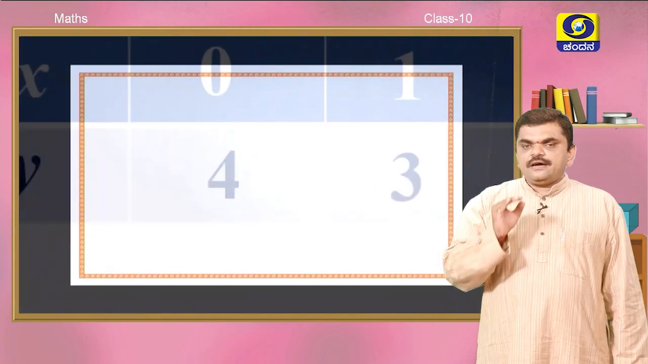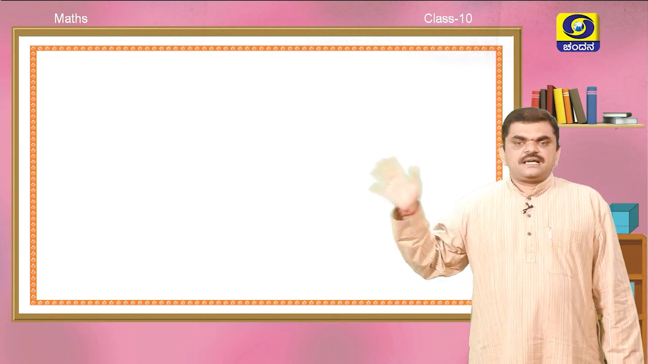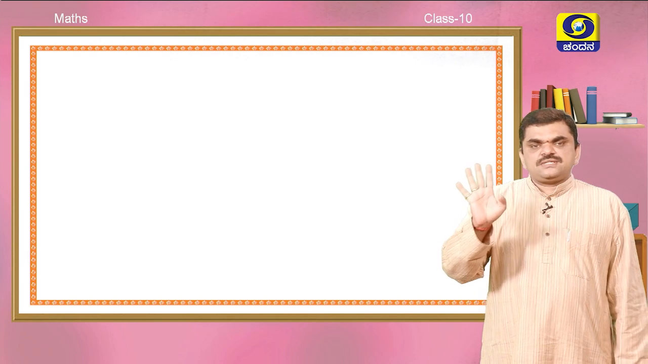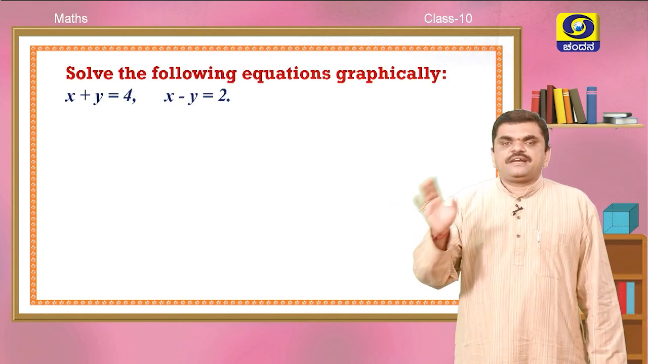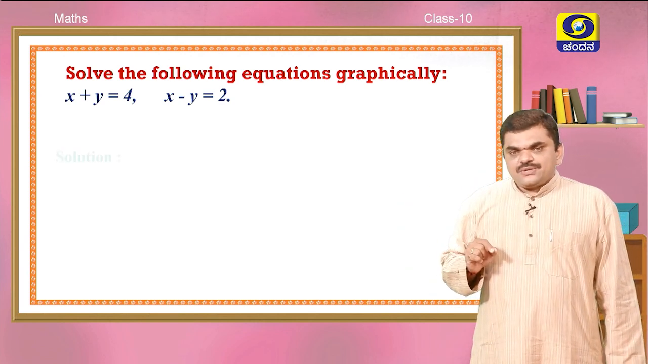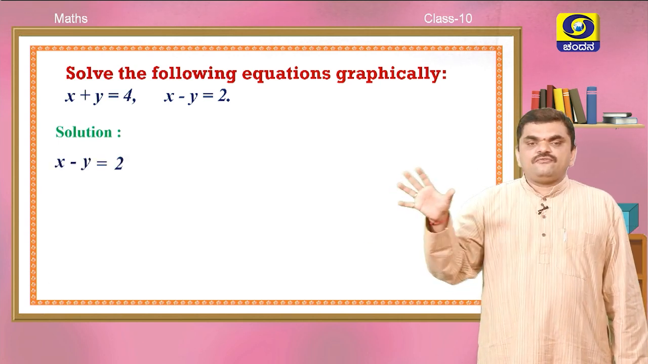Children, here I have taken 5 different values for x and y. For any graph, at least a minimum of 3 values is required. We substituted the value of x in the first equation and we get the value for y. Now, let us do the second equation, x minus y is equal to 2. We have to take the value of y.